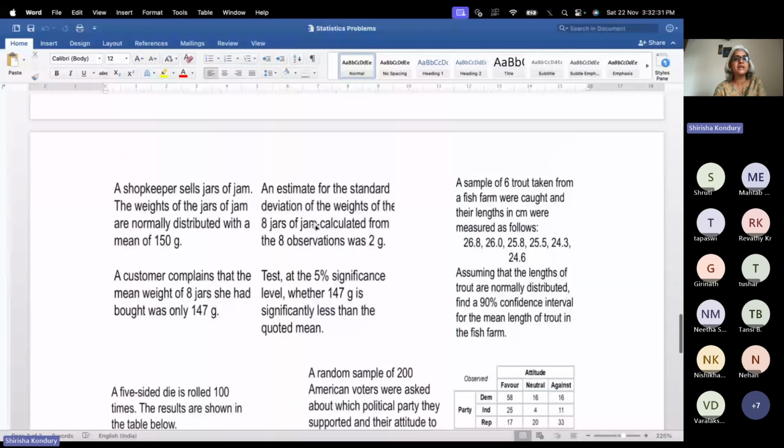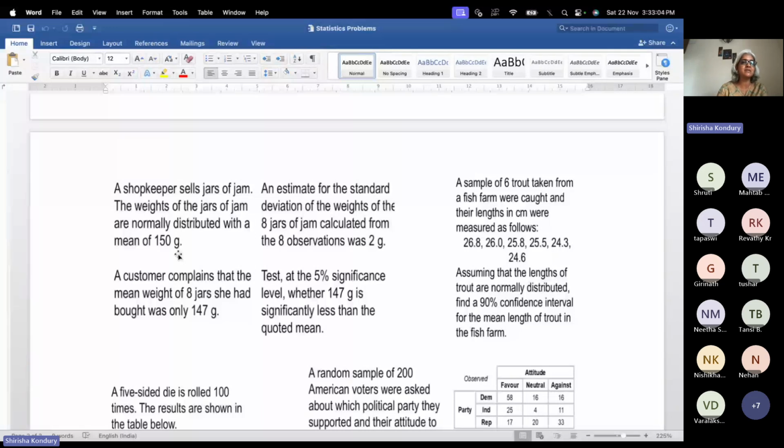The next question says a shopkeeper is selling jam and it is normally distributed with a mean of 150 grams. Now, I hope you all know that for the t-test, or for most hypothesis testing, we assume normal distribution. So 150 grams is the mean. And then there is a customer who's complaining that the mean weight of 8 jars she had bought was only 147. The estimated standard deviation from the 8 observations has come to be 2 grams. Test whether 147 is significantly less.